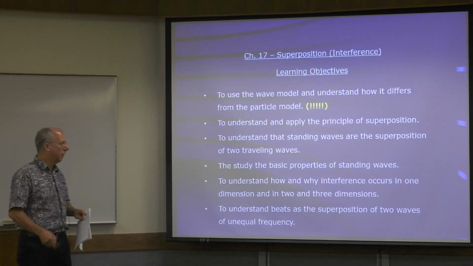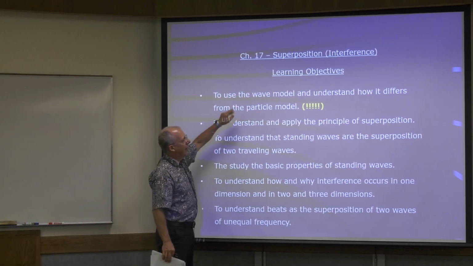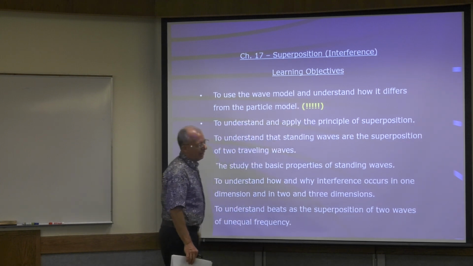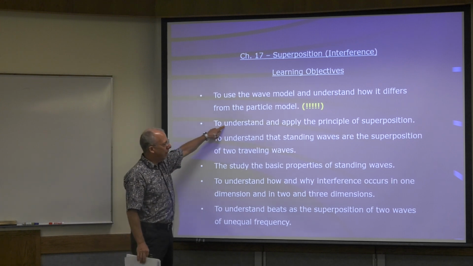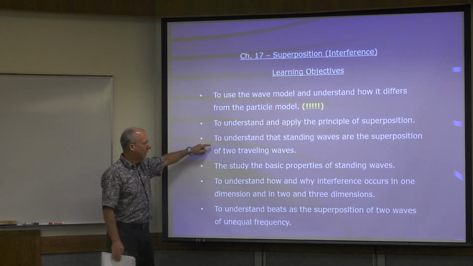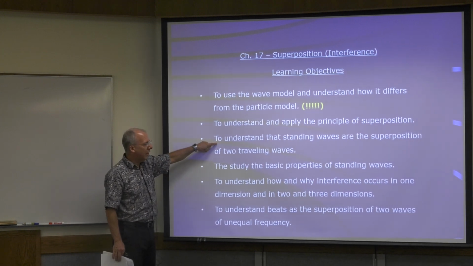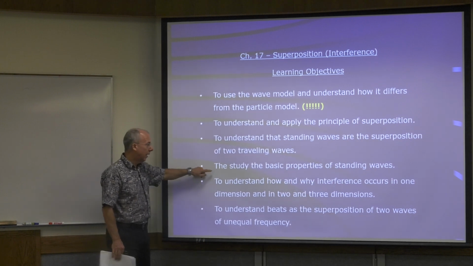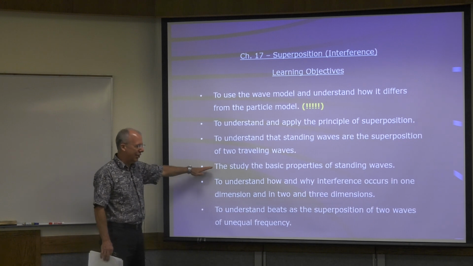So here are the objectives. We're going to use the wave model and understand how it differs from the particle model. This is a big deal, how the wave model differs from the particle model. We'll understand and apply the principle of superposition. We'll talk about something called a standing wave. We'll understand that standing waves are the superposition of two traveling waves. We'll study the basic properties of standing waves to death.